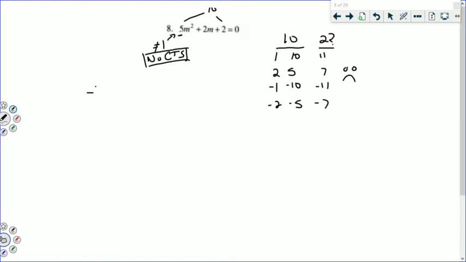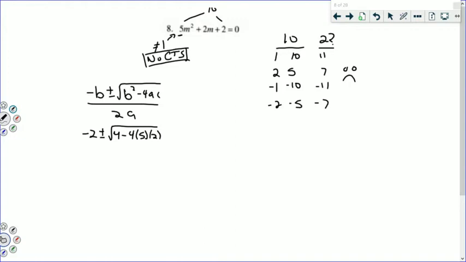We are going to use the quadratic formula: negative b plus or minus the square root of b squared minus 4ac, all over 2a. All right, fill in the values that we know. Negative b is negative 2 plus or minus the square root of 2 squared, which is 4, minus 4 times 5 times 2, all over 2 times 5. All right, and then from here, m equals.